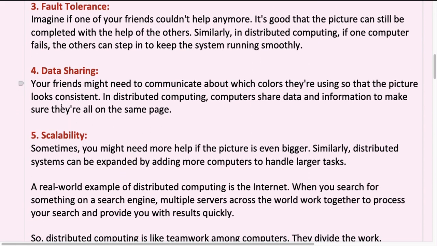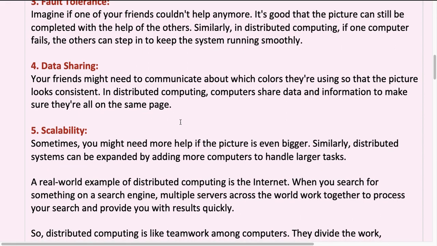The fourth one is data sharing. Again, understanding through our previous example, your friends might need to communicate about which colors they are using, so that the picture looks consistent. In distributed computing, computers share data and information to make sure they are all on the same page.